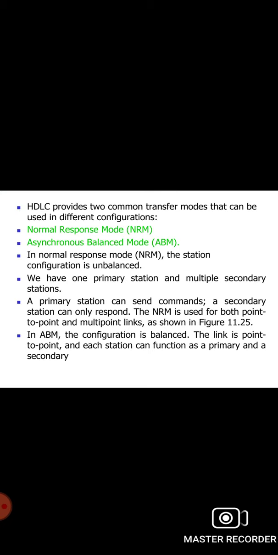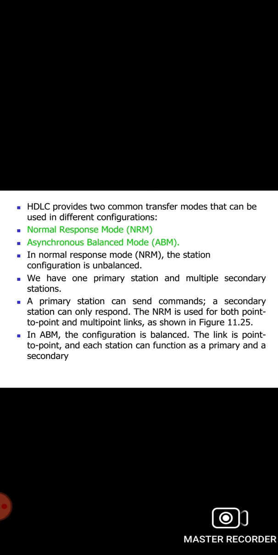In asynchronous balanced mode, the configuration is balanced and the link is point-to-point, and each station can function as a primary and secondary. This is the common mode today. To provide the flexibility necessary to support all the options possible in the modes, there are three types of frames, that is information frames, supervisory frames and unnumbered frames. Now let's see one by one.